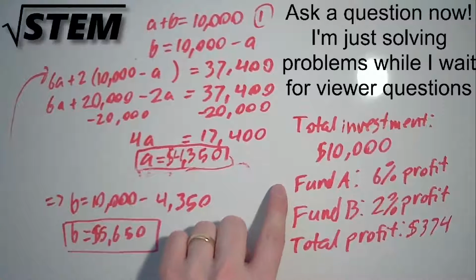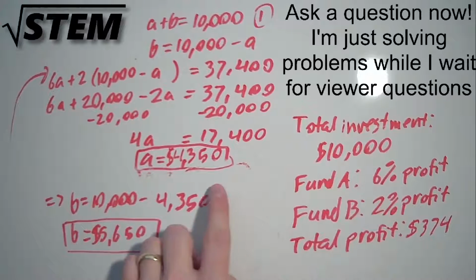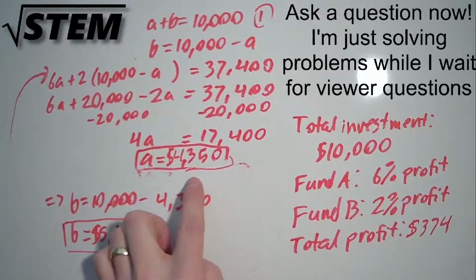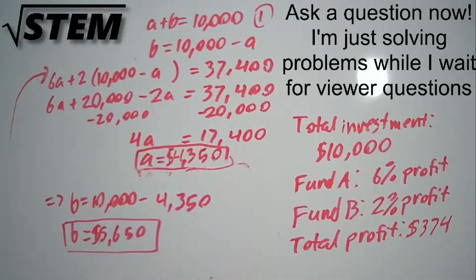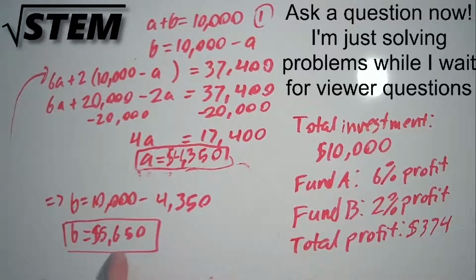$4,350 in Fund A, and we got back a 6% profit on that. So 6% of this was added on to our total amount of money that was in this investment. We invested $5,650 in Fund B, and 2% of $5,650 was added on to the total amount of money in that investment. And so altogether, that ended us up with $10,000 plus $374.